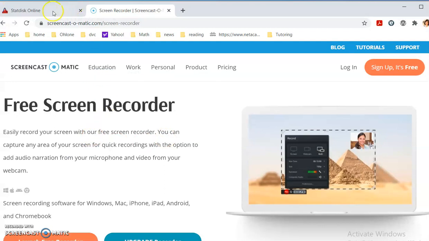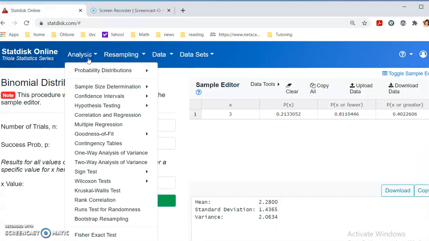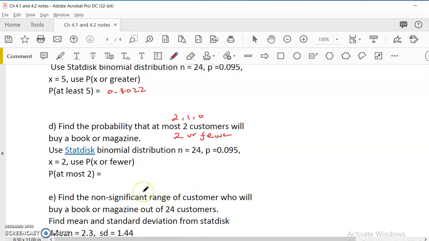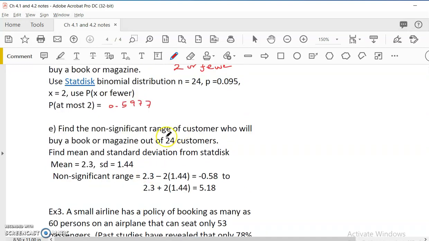So let's use the calculator. It is analysis, probability distribution, binomial distribution. You enter n is 24, p is 0.095, and we know x is 2. At most 2 means 2 or fewer, so the answer is 0.5977.